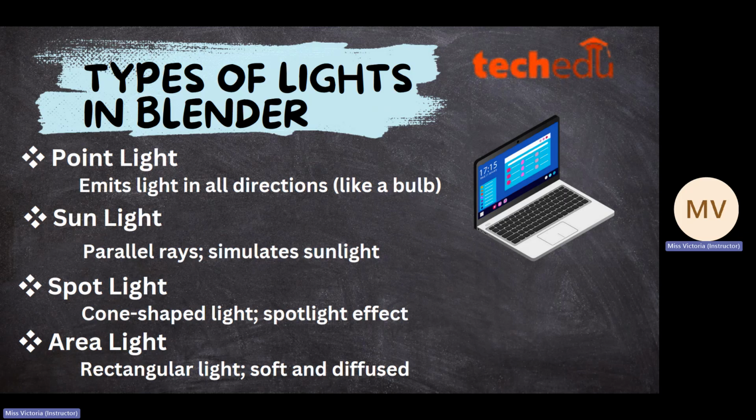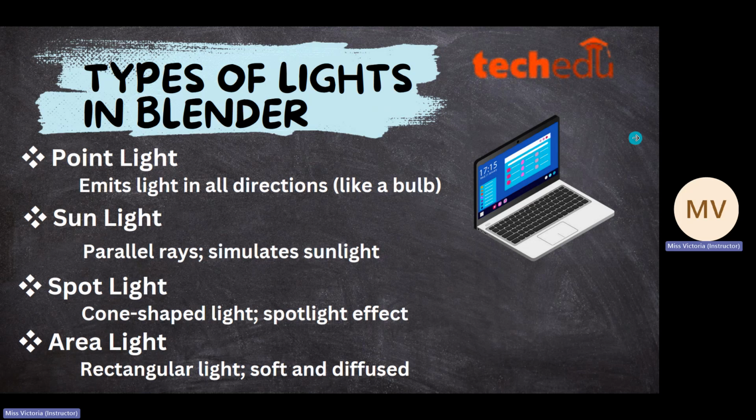Then the fourth one is the area light. Now, the area light is more like a rectangular light that is very soft and diffuse in the sense that it's not as sharp. Diffusion means movement from a region of lower concentration to a region of higher concentration. That's simply how the area light works. From the area where we have less light, it spreads across the areas where we require more light.